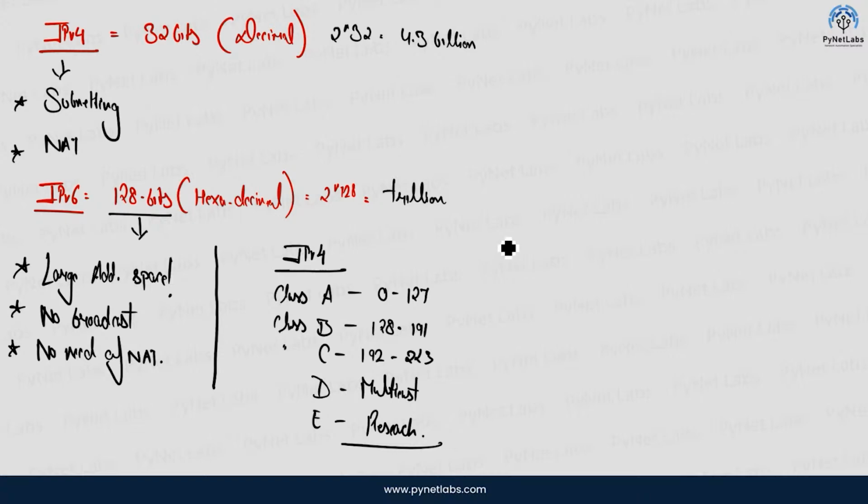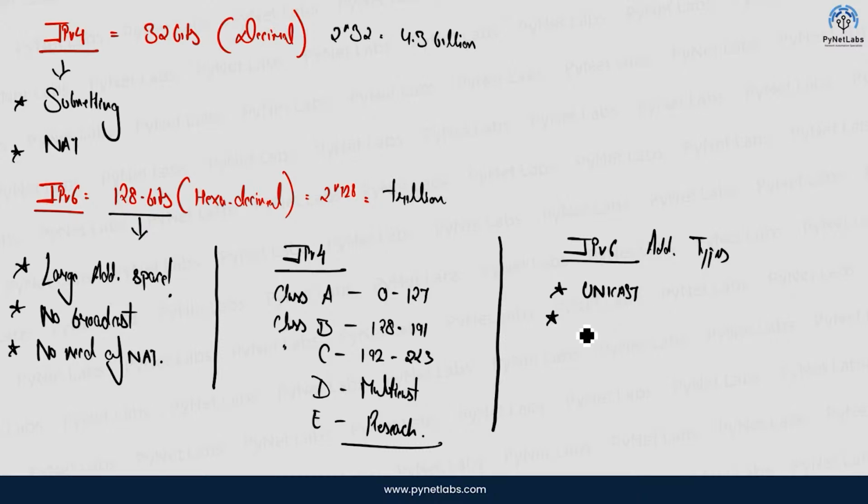But when we talk about IPv6, we don't have these ranges like 0 to 127. Instead we have some address types. There are three types of addresses which we will be discussing in IPv6. The very first is the unicast address.